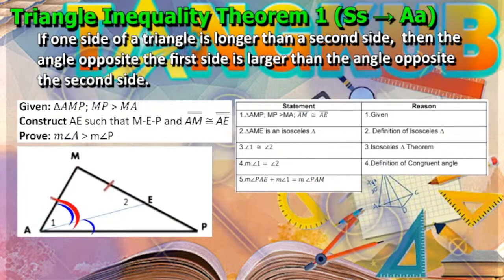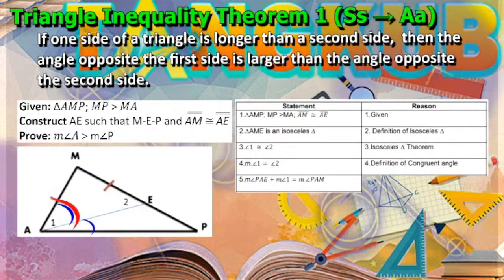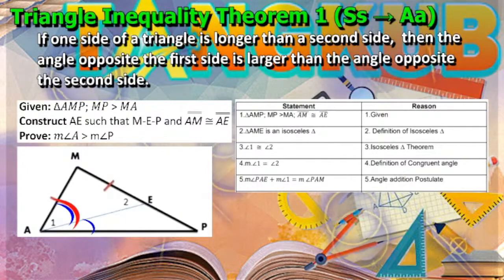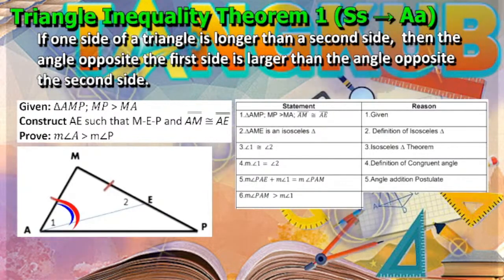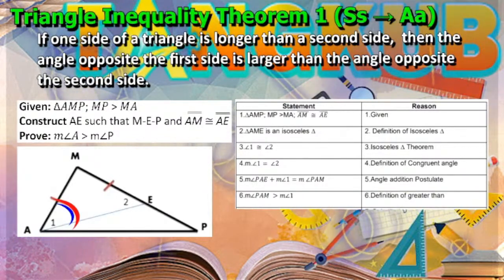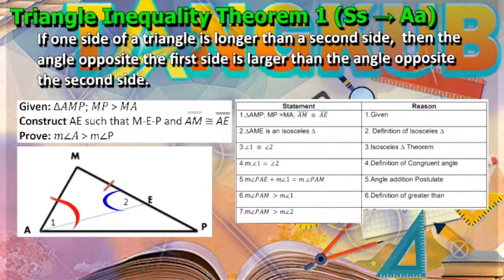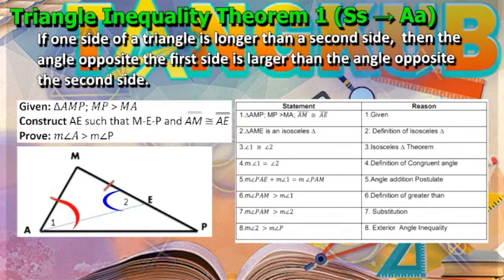The measure of angle PAE plus the measure of angle 1 would be equal to the measure of angle PAM. Reason, angle addition postulate. So, the measure of angle PAM is greater than the measure of angle 1. Reason, definition of greater than. The measure of angle PAM is greater than the measure of angle 2. Reason, substitution. And with that, the measure of angle 2 is greater than the measure of angle P. Reason, exterior angle inequality.